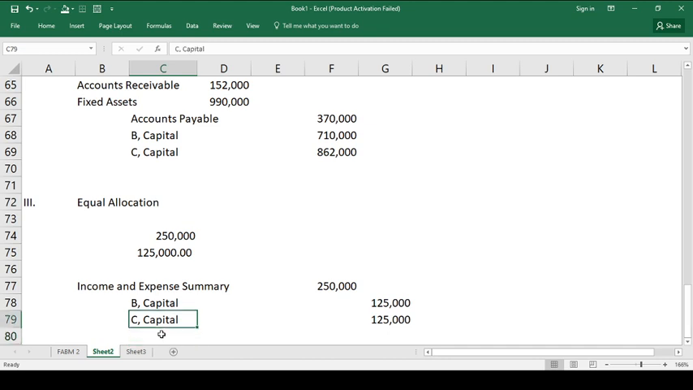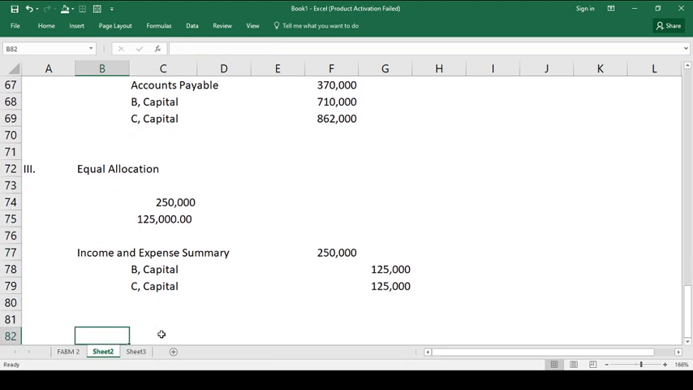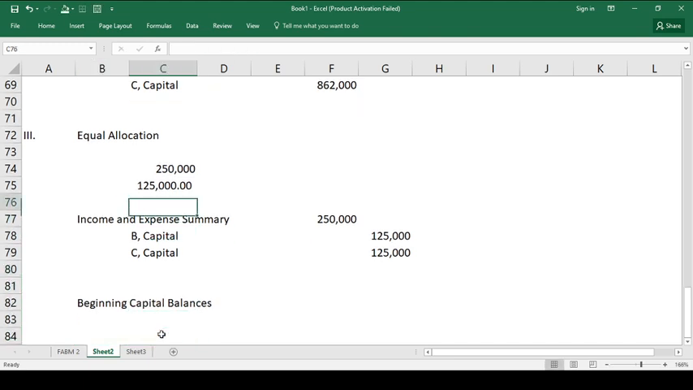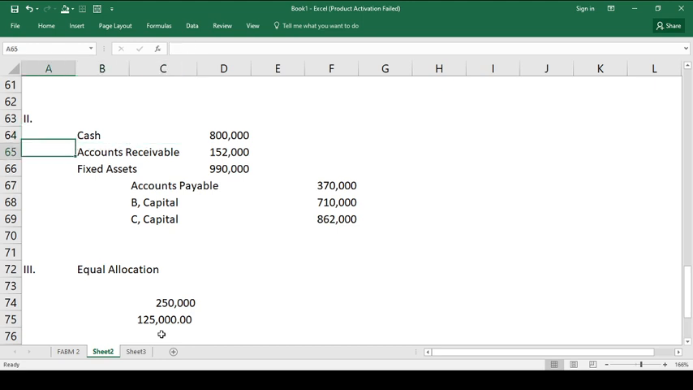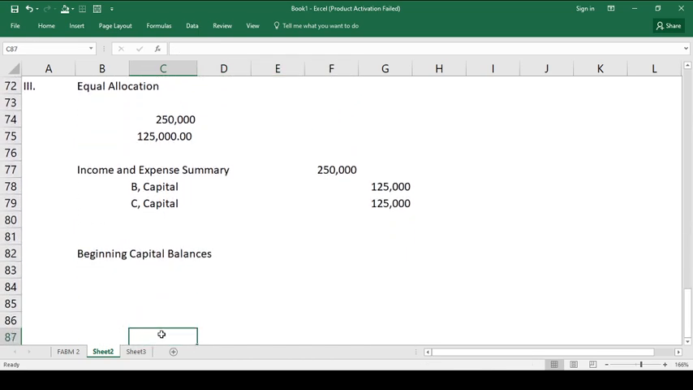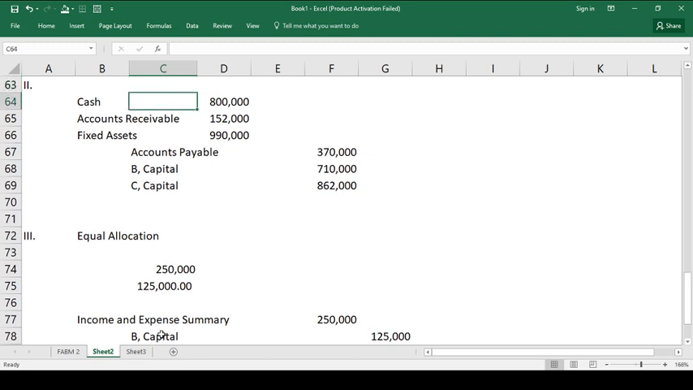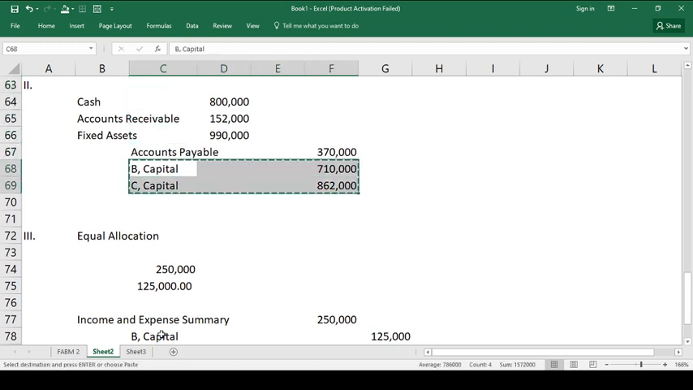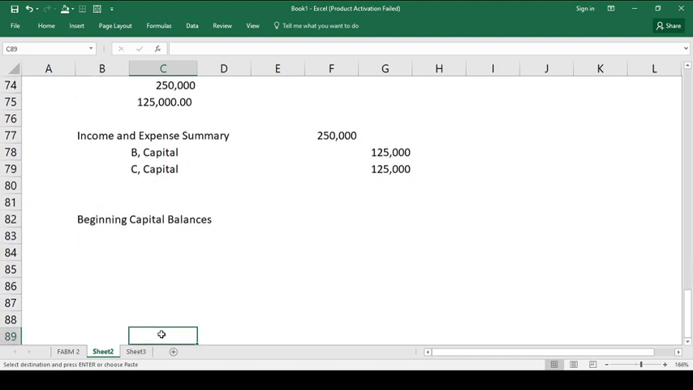If we're going to allocate the 250,000 using equal allocation na agreement. How about, sir, if the agreement was based on the beginning capital balances? Okay, yung agreement, madali lang. Take note, gamitin po natin yung nasa number 2. These are the beginning capital balances on the formation of the partnership. So, B capital, kopyahin ko lang ha guys. B capital and C capital, this is the beginning capital balances, okay?